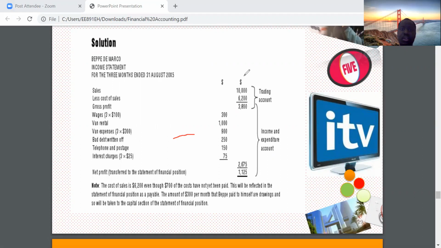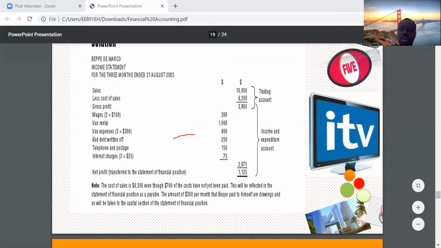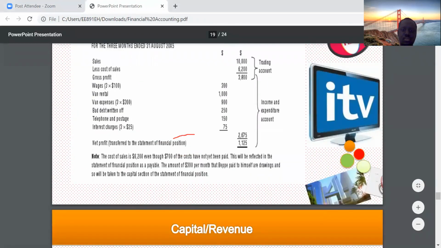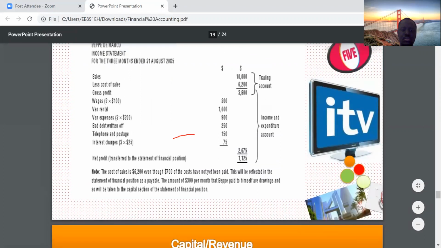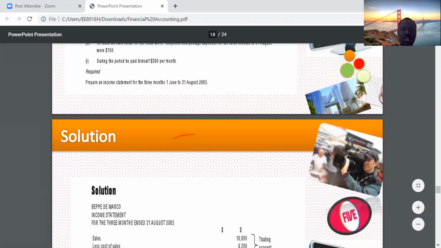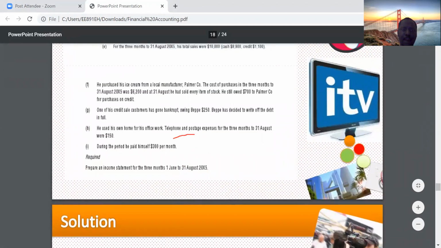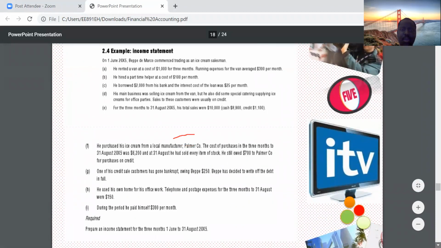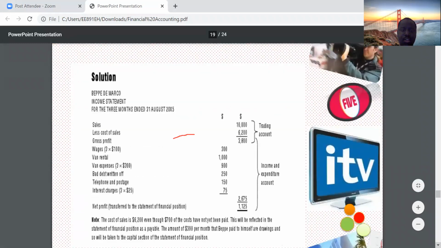Let's go back to the question and check again. We want to know the value of the part-time helper. The part-time helper is how much? 100. Okay, it was 100 per month. That's what the question is saying.